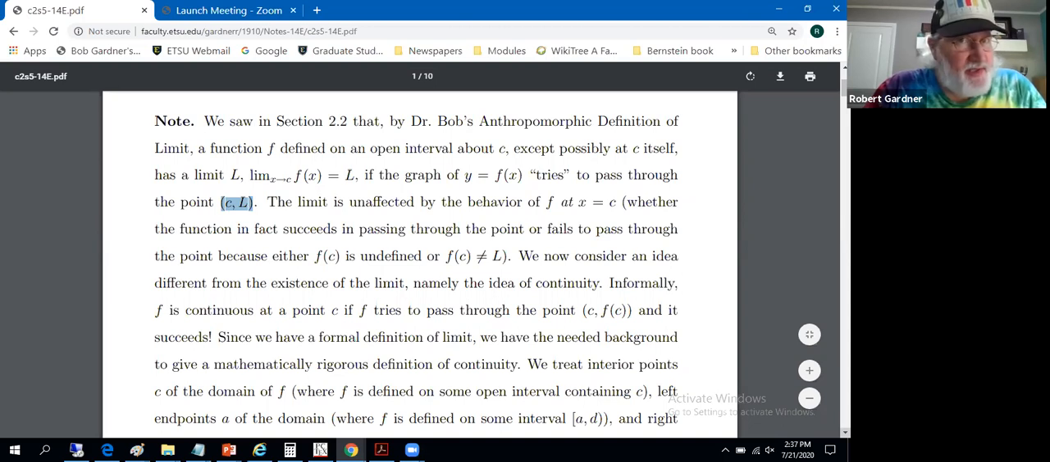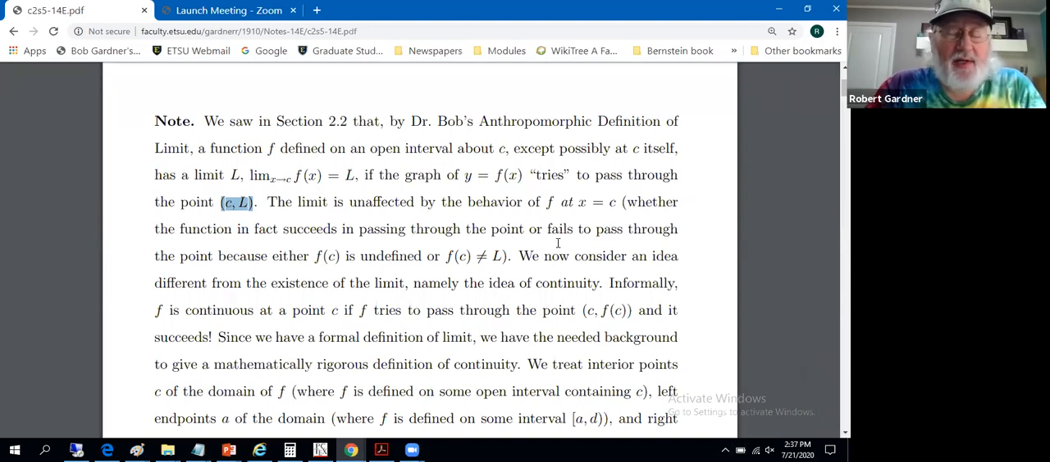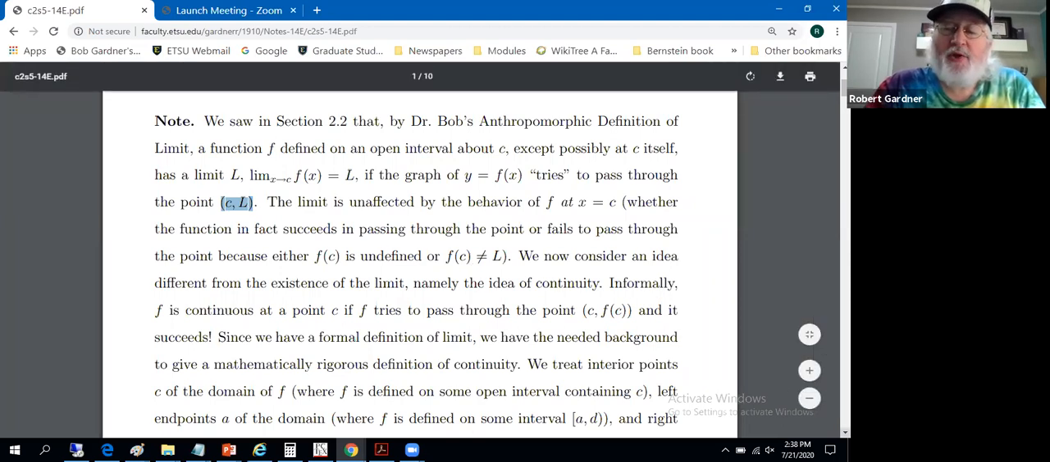Now we're looking at something different. We're going beyond limits and looking at continuity. So in this topic, we are going to be interested in what happens at x equals c. Limits are unaffected by what happens at x equals c. If the function succeeds in passing through the point, or fails to pass through the point, it doesn't matter in a conversation about limits. But we're talking about a new topic now.